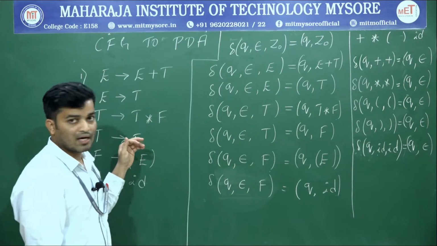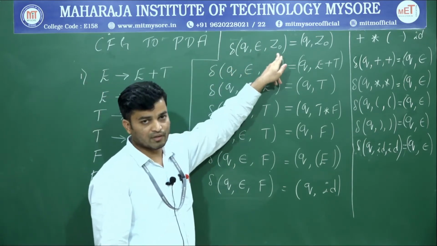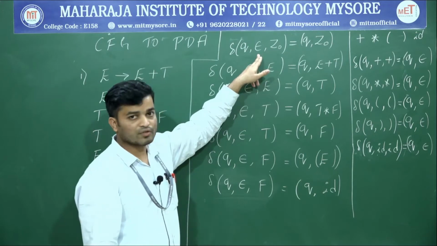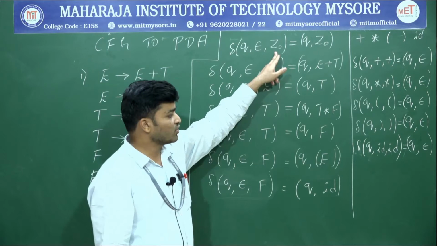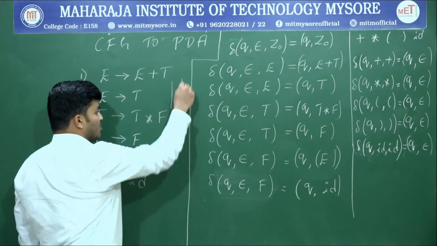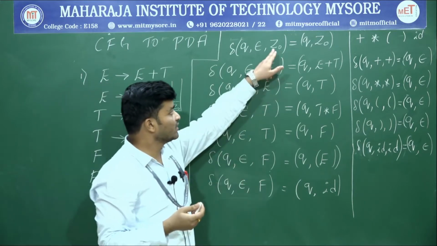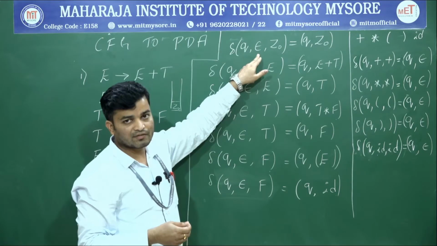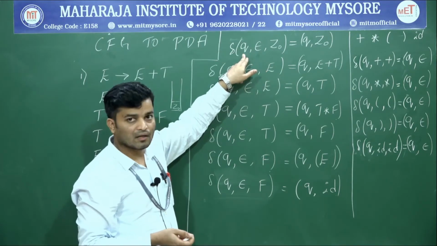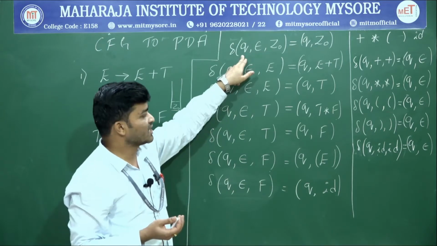The first transition is always q comma epsilon comma z naught. Why is it epsilon? Because we don't know what the input is. And why z naught? Because in a push down automata the bottom of the stack, or you can call it the top of the stack, is always z naught. Since we don't know the input, we take the second term as epsilon. This is the state. We don't know the exact state, whether it's q0 or q1, so we just write q.